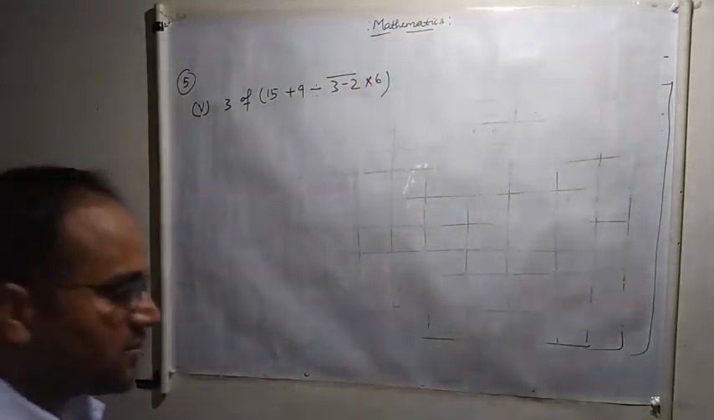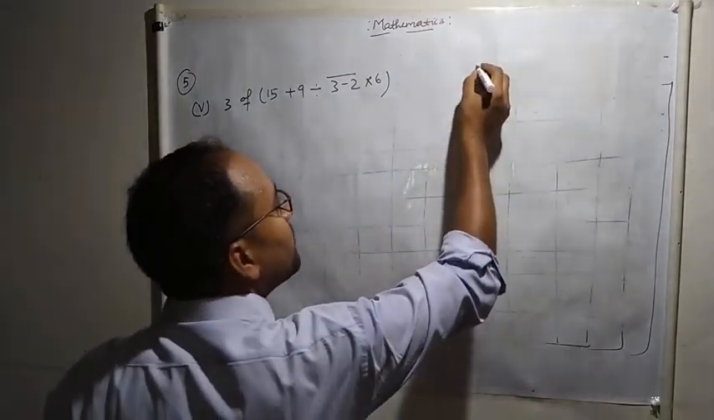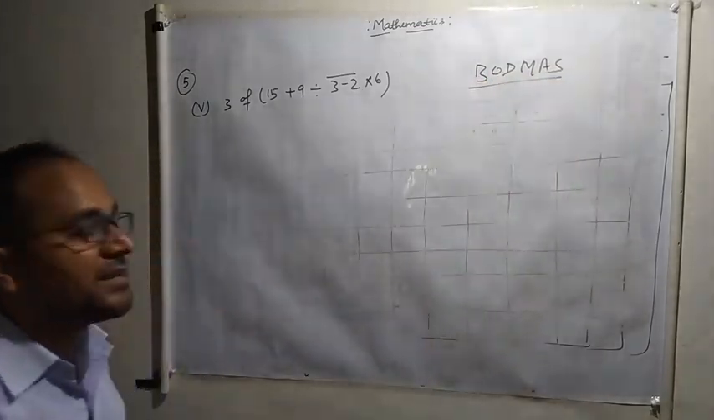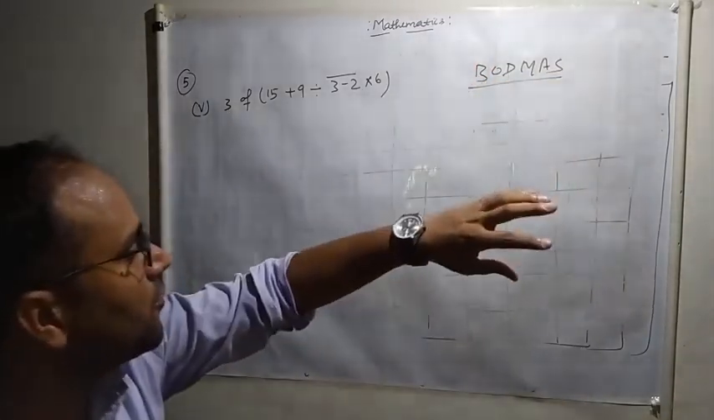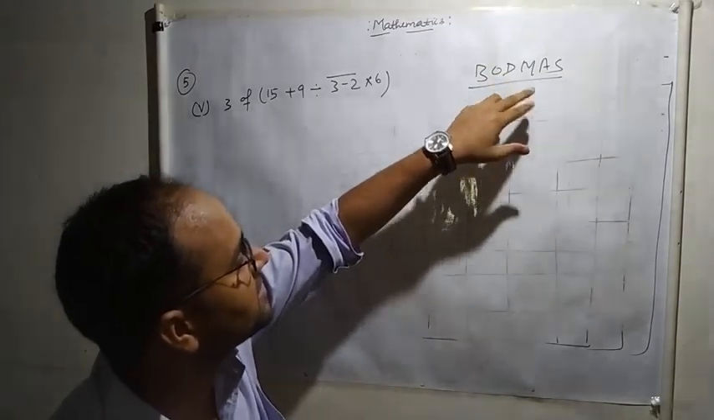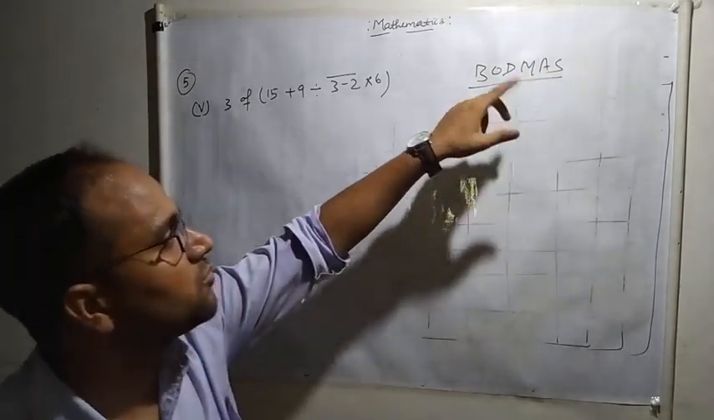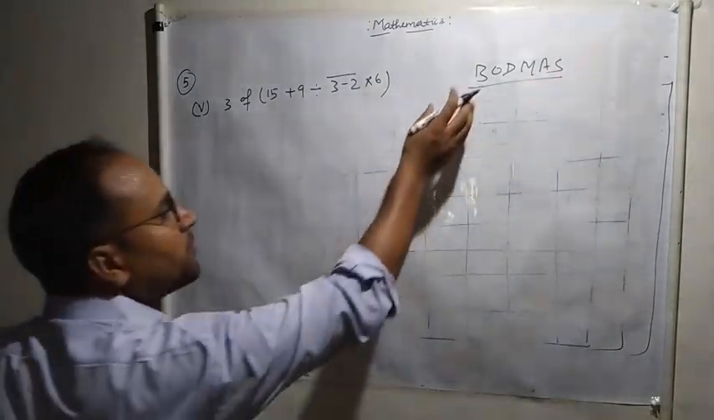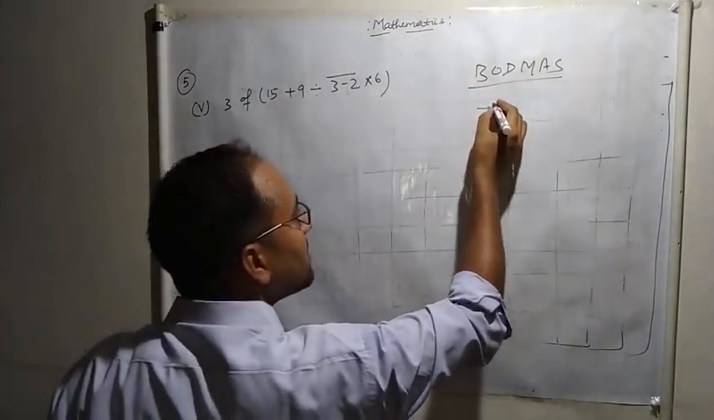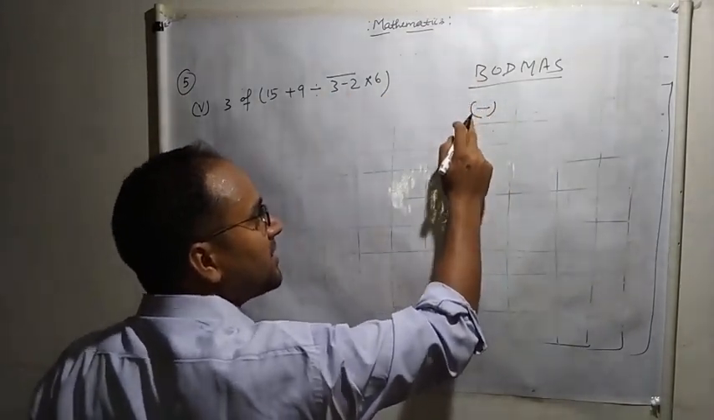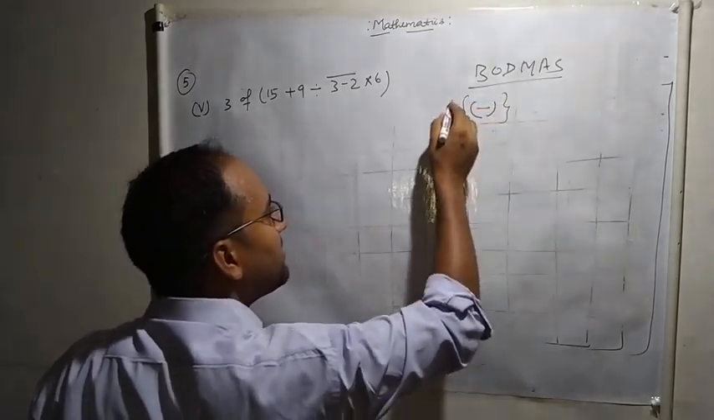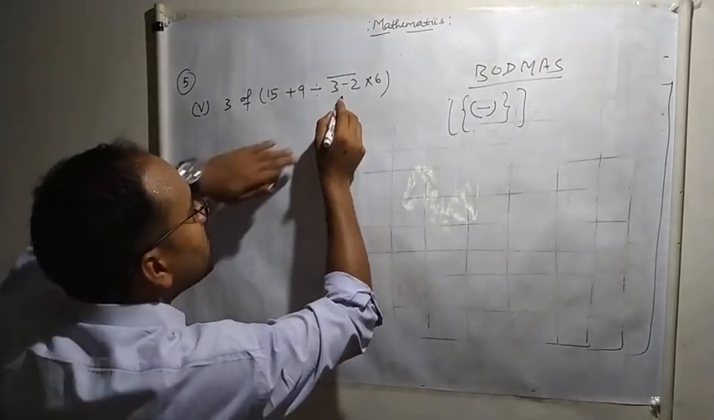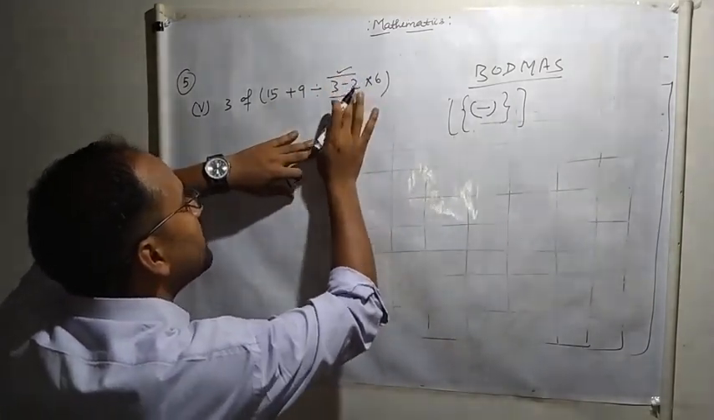So in this question, students, I'm going to use BODMAS. You know that B is for brackets, and in that there are four brackets. O is for of, D is for division, M is for multiplication, A is addition, and S is for subtraction. In brackets, first we solve the bar bracket, then the small bracket, curly bracket, and then square bracket. Here there are only two brackets, small and bar brackets. First I am going to solve this bar bracket.